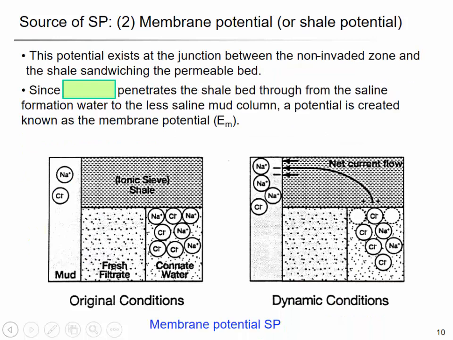Then the potential exists at the junction between the shale and the invaded zone. So here, from the original condition, the formation water is more saline than this mud filtrate, and you have a shale which is very low permeability, but it can transfer the sodium ion. So the sodium ion will move to here. Because the plus charge is moving in this direction, you have a current flowing in the same direction. So net current flow will occur in this direction.